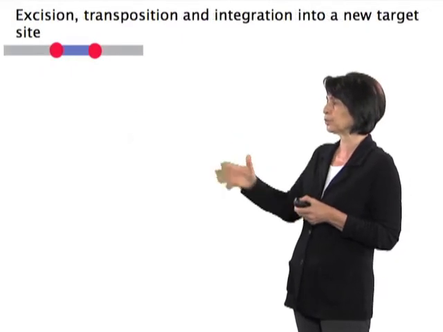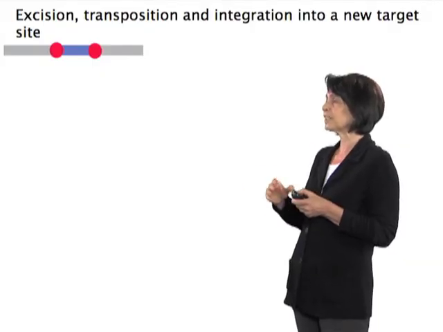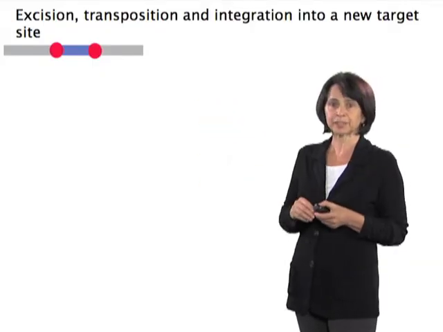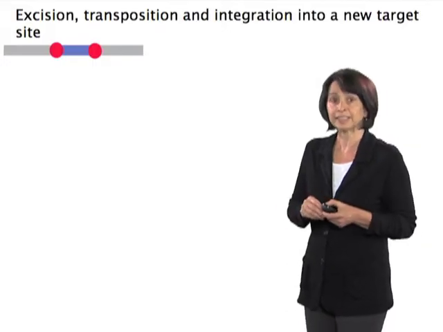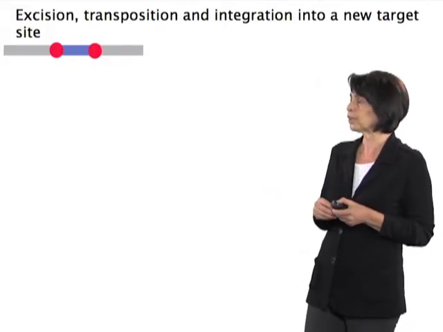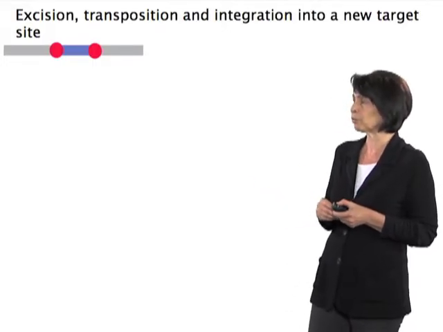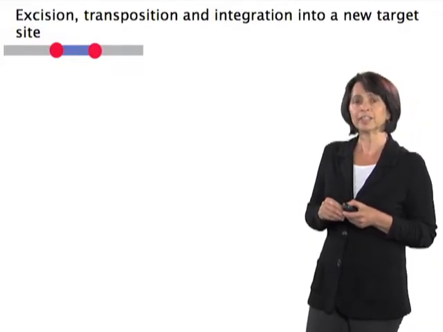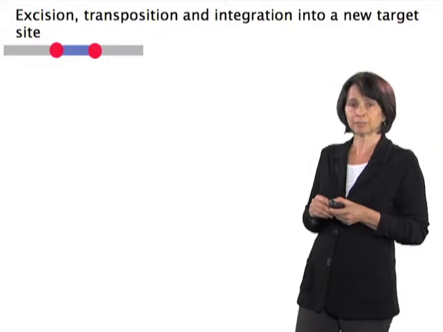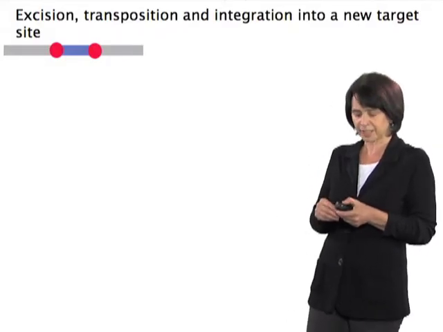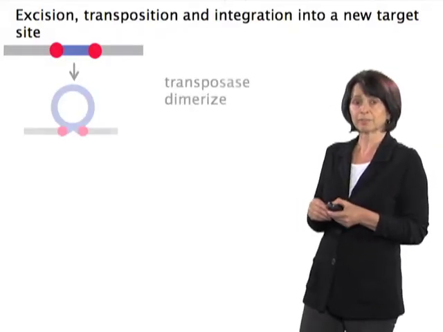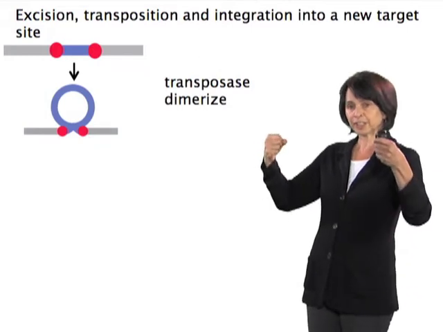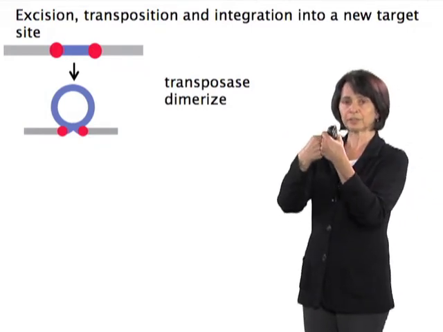Okay, so this cartoon will take you through the steps in the transposition of a transposable element. I've shown here what we saw in the previous slide, but in a more abbreviated form. We have the transposase proteins bound to the ends of a transposable element. Those transposase molecules come together and form a dimer.